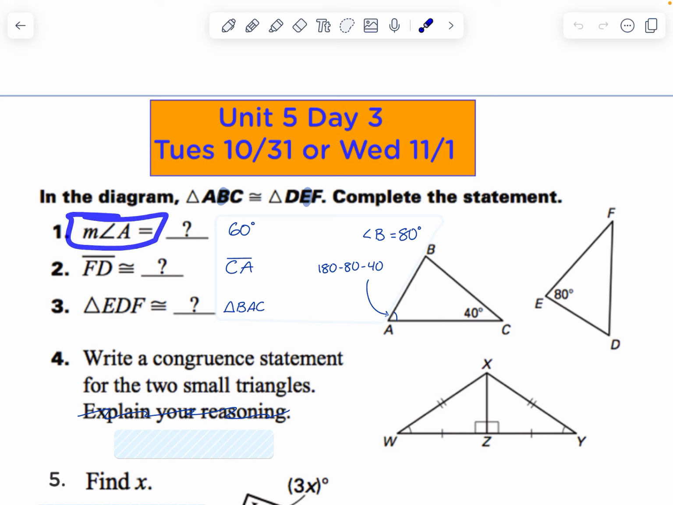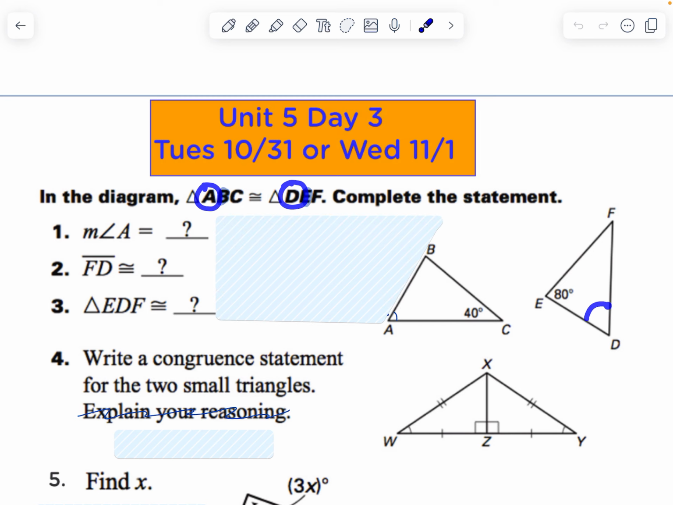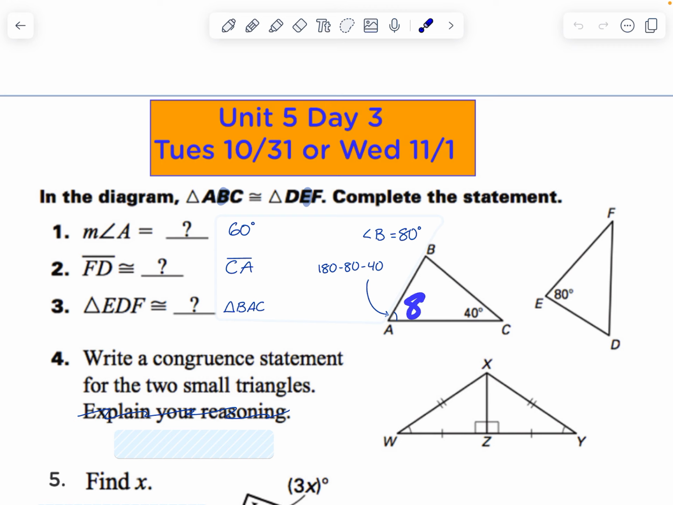Measure of angle A. Well, what is angle A congruent to? Angle A is congruent to angle D. Well, I don't have A and I don't have D, so I'm not going to find it that way. There's going to be a little more work involved. Don't just say 80. I know a lot of you are just going to say 80 because it said 80 over there. A is congruent to D. A is right here, D is right here. We don't know D, but we can find another route to get there.